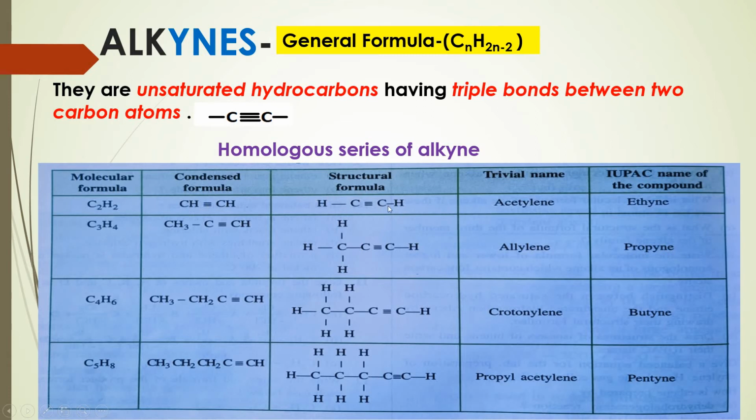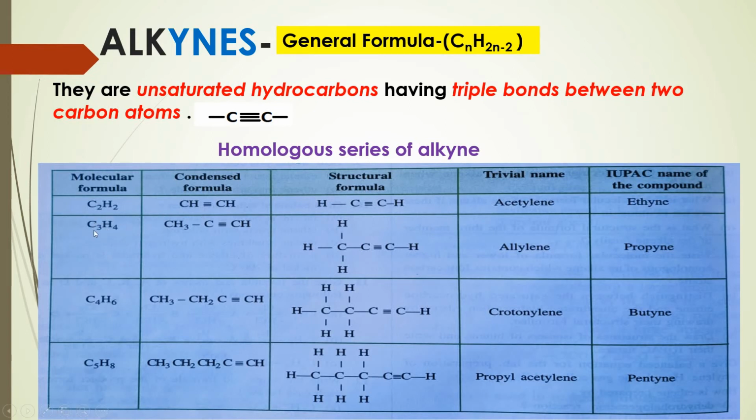This is the structural formula. Please remember, in structural formula all the bonds have to be shown, whether it be single bond or double or triple bond, whereas in condensed formula we need to show only the main bonds, such as the double bond between carbon atoms or the triple bond between carbon atoms. The common name of ethyne is acetylene, and the IUPAC name is ethyne, which is a triple bonded hydrocarbon.